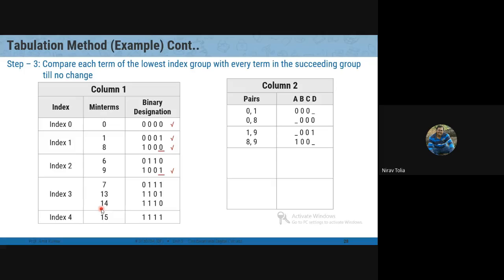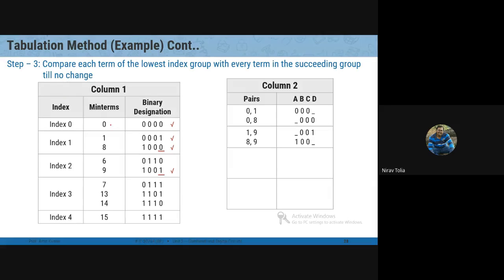So now we have to check index 2 with index 3. So we have to check the min terms of index 2 with the min terms of all of index 3. So now we can check 6 with 7. So let me give you a shortcut. For a pair, how is the pair possible? Very good, Keval. 6, 7, 6, 14, 9, 13. Yes, it's correct.